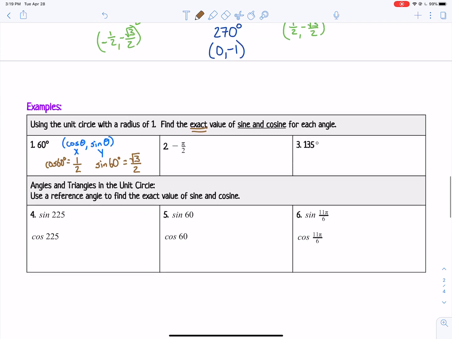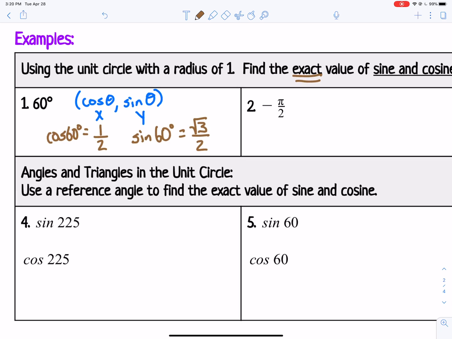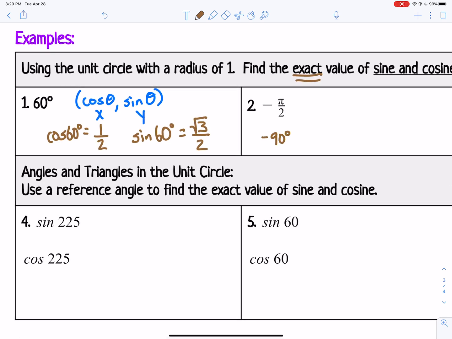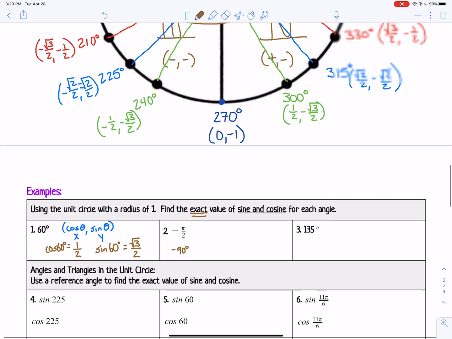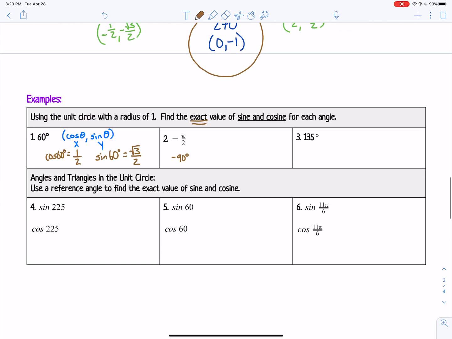All right, number 2 says find the exact value for sine and cosine for -pi/2. We've talked about converting radians to degrees. We could either convert it, or you might already know that that is just -90 degrees, because pi/2 is equal to 90. If we go to -90 degrees, that just means we have to travel from 0 and go down and around the circle instead of up. So -90 degrees is actually equivalent to 270 degrees.